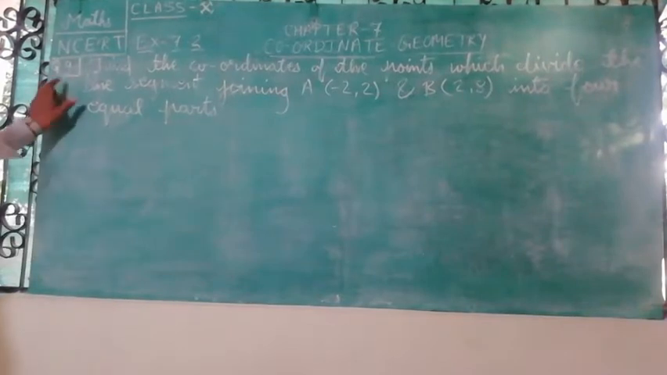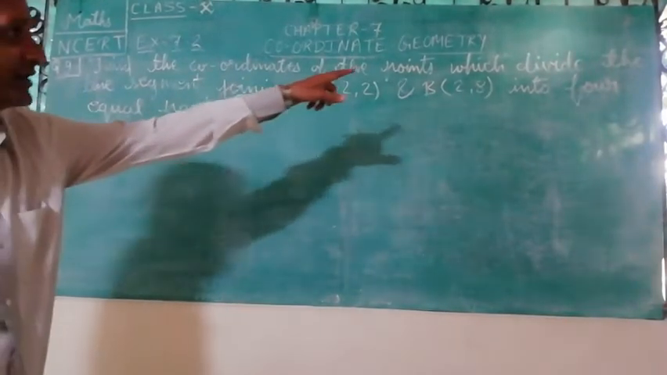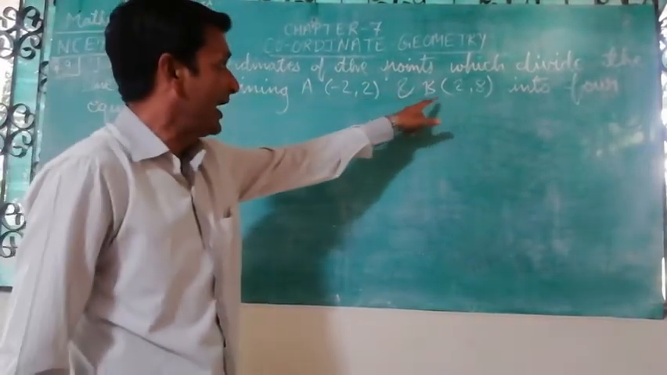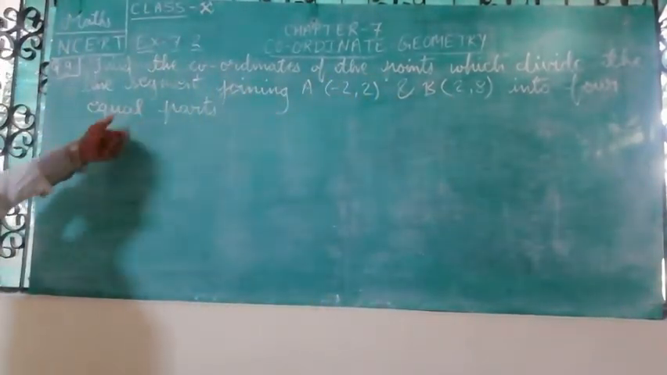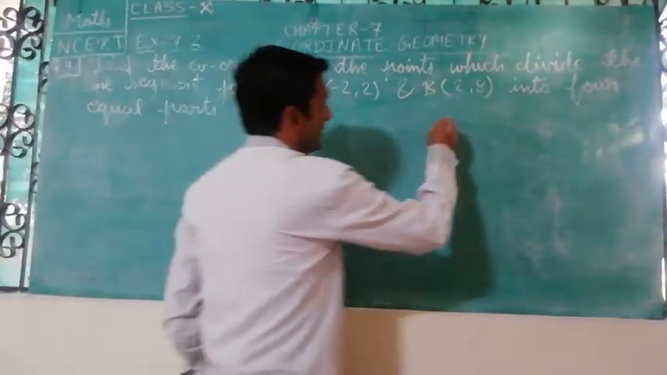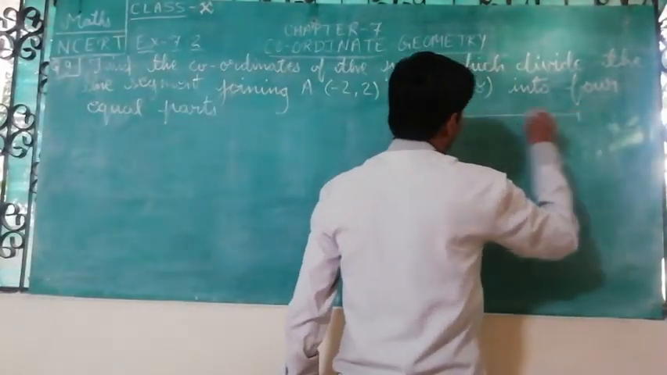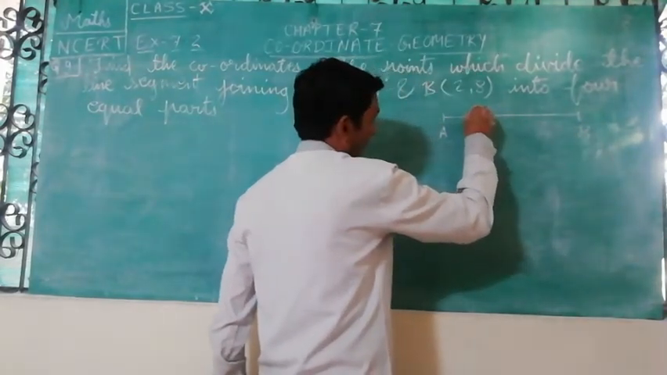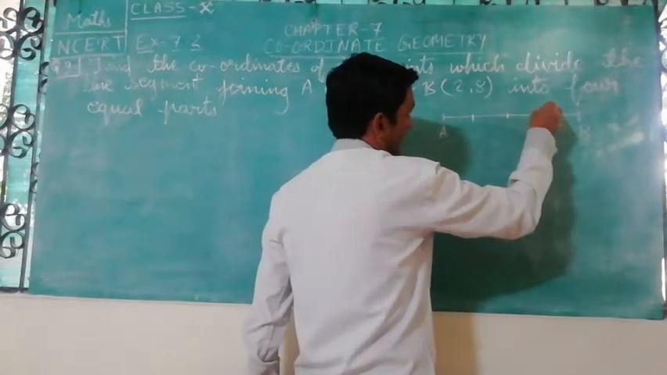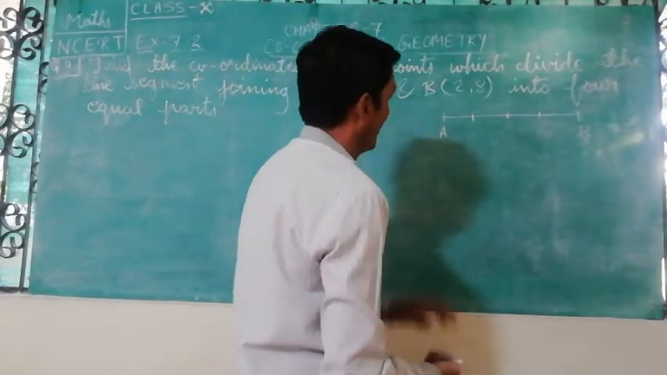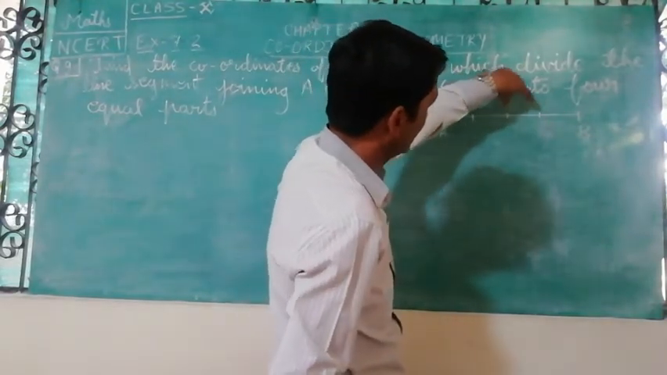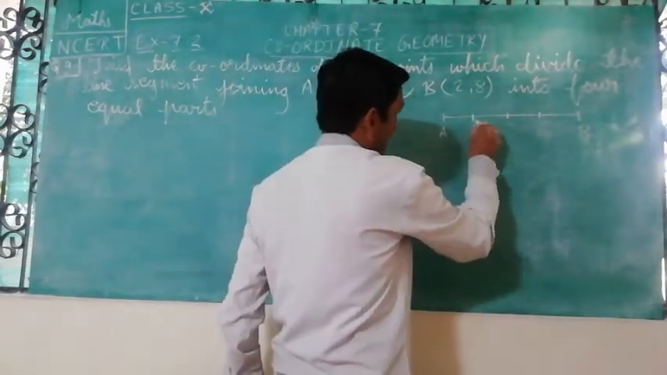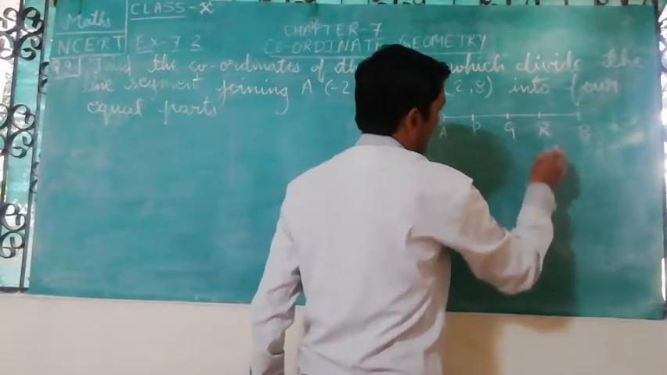Now let us see question 9. Find the coordinates of the points which divide the line segment joining A, that is minus 2, 2, and B, that is 2, 8, into 4 equal parts. So here it is AB, and suppose 4 equal parts are mentioned in this manner: one part, second part, third part, and fourth part. All the parts are equal, so we can assign it P, Q, and R respectively.